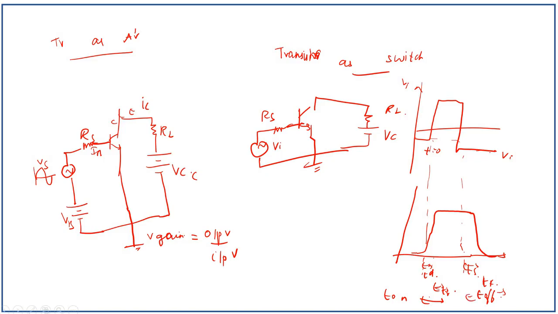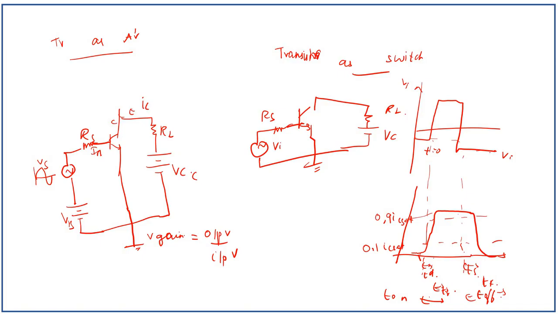So what are these times? We have the turn on time T on. T on is the delay between the leading edge of the input wave voltage and the time the collector takes to reach 90% of the maximum value. So from the leading edge, from the starting till it reaches 90% of the maximum value. This is 90%, so this is 0.9 IC sat and this is 0.1 IC sat.